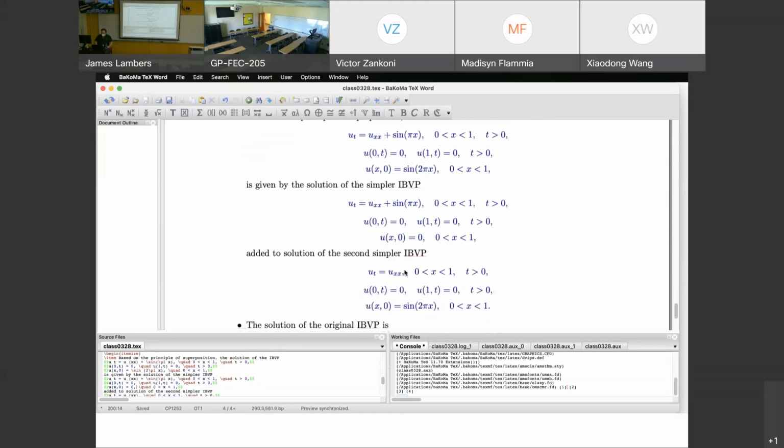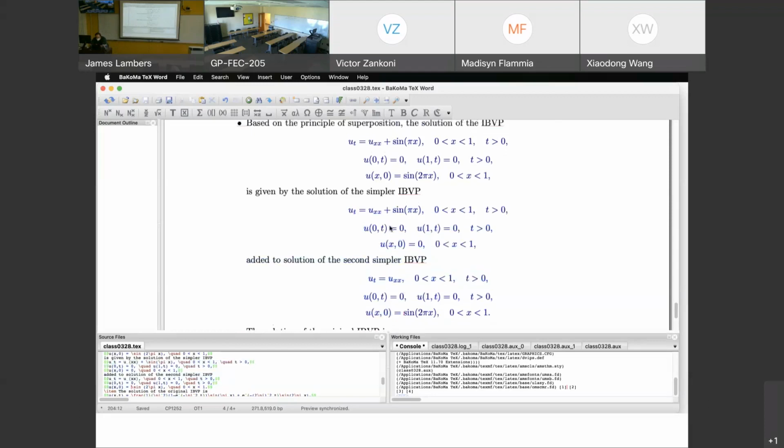And then the other problem has no source term, but it does have initial data. So all of the ODEs that you'll be solving are homogeneous. So you get different simplifications in different problems. And then you solve these, and you can think of the original problem as being the sum of these two. Because when you add the PDEs together, you get the original PDE, and similarly for the initial conditions and boundary conditions.